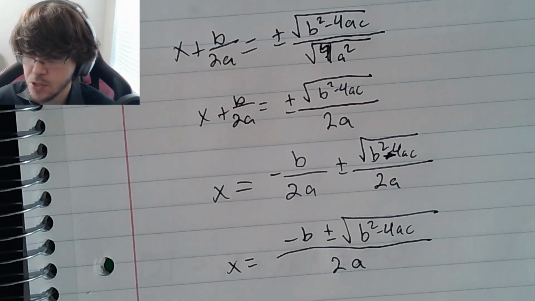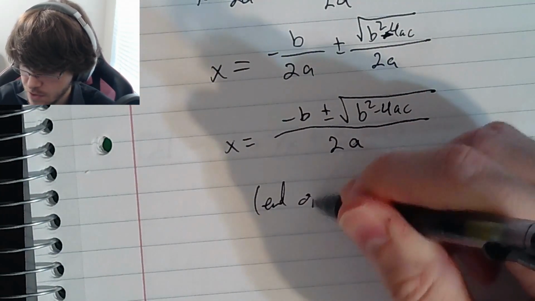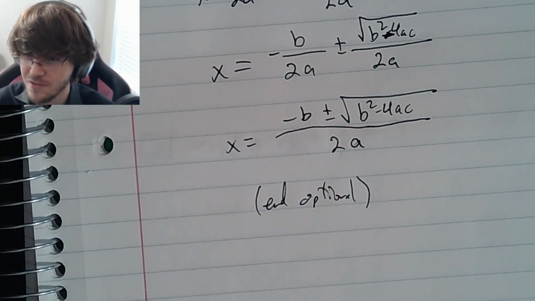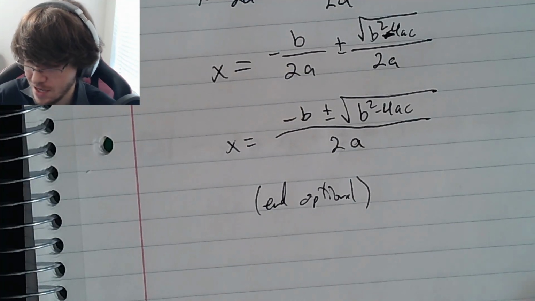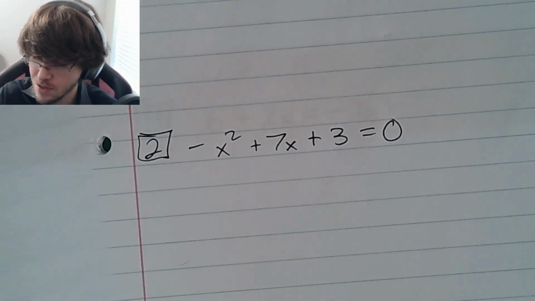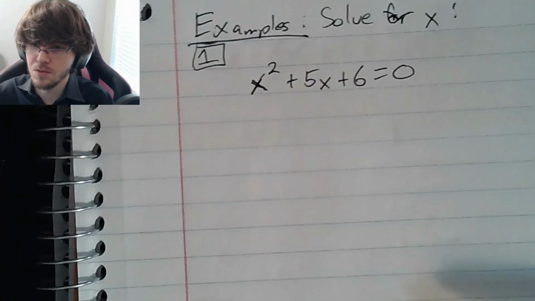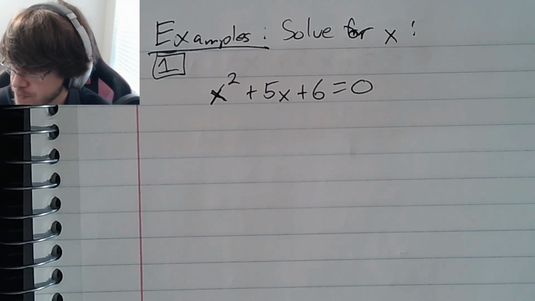We are done with the optional part. So, end optional. I don't know if I should write that down, but we need to get onto the examples and actually start using this formula for these questions. So let's go ahead and do that. We're going to go right on to examples of solving for x. Here we go. So number 1, solve for x.